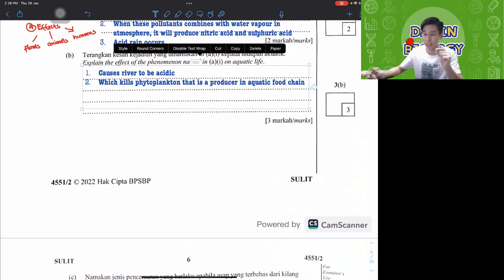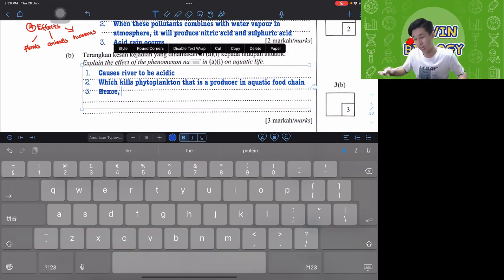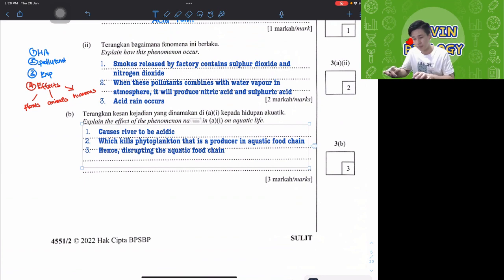So specifically this microorganism is a producer. Phyto means sunlight, means they use sunlight to photosynthesis, punya microorganisms. So if they die, they are producer, the whole food chain will be affected. Then slowly small fish, big fish also will die. So that is what will happen lor. So hence, you can say disrupting the aquatic food chain.